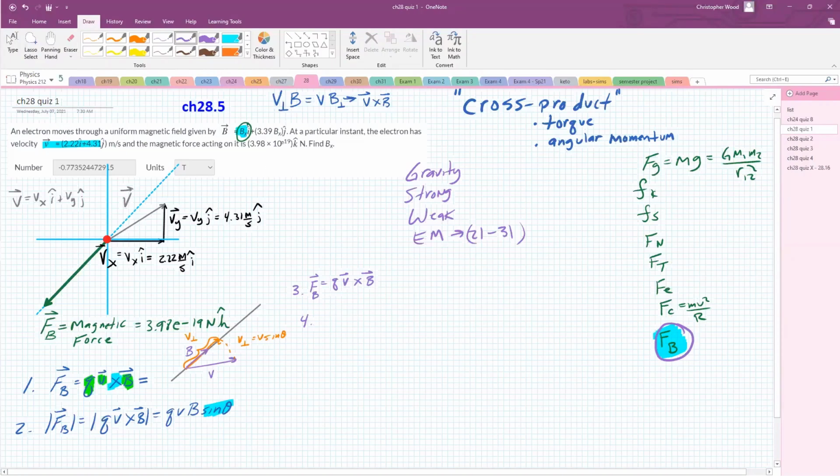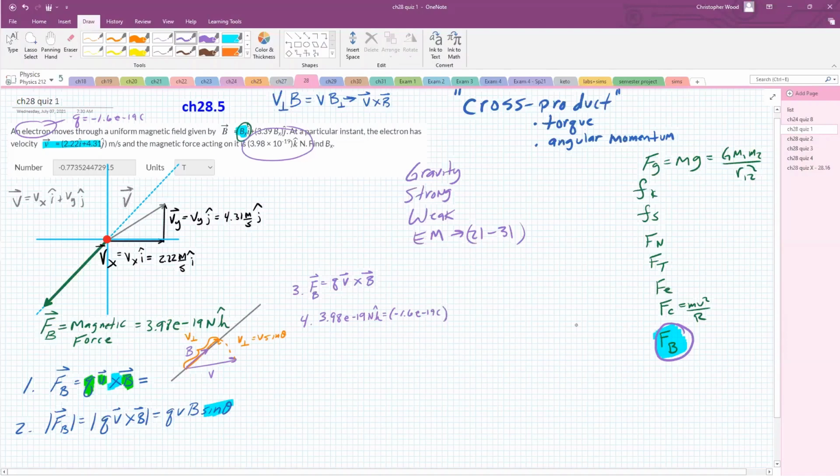But here's F sub B. F sub B equals, here's my number, 3.98 times 10 to the minus 19th newtons in the k hat direction equals Q. We're talking about an electron. So I know for an electron, Q equals negative 1.6 times 10 to the minus 19th coulombs. So I guess I'll put that here. Negative 1.6 times 10 to the minus 19th coulombs. And now I got to do V cross B.